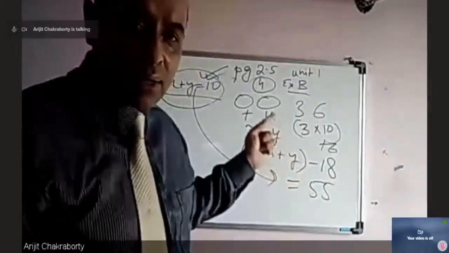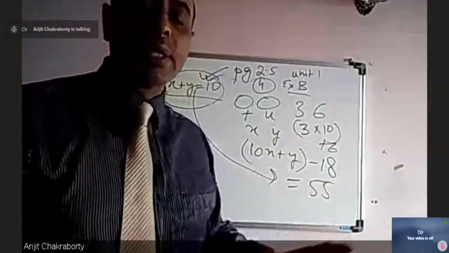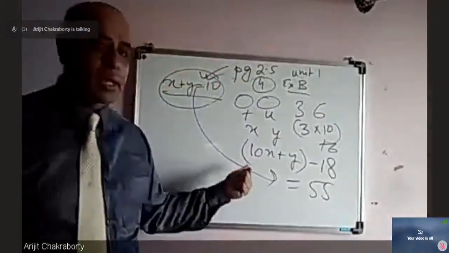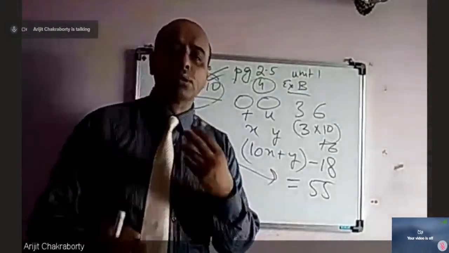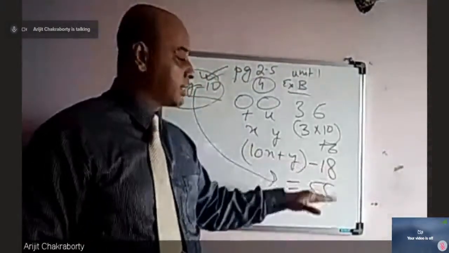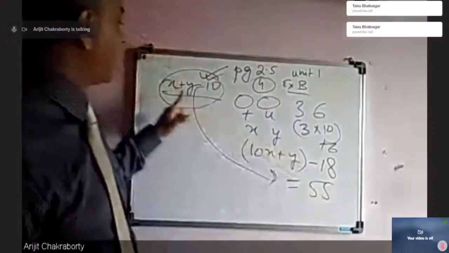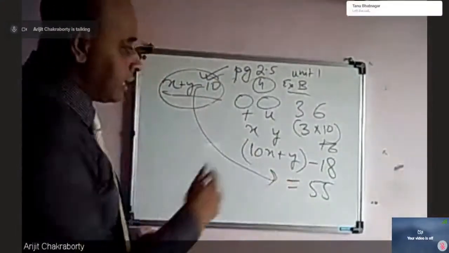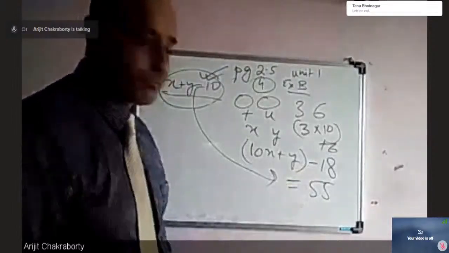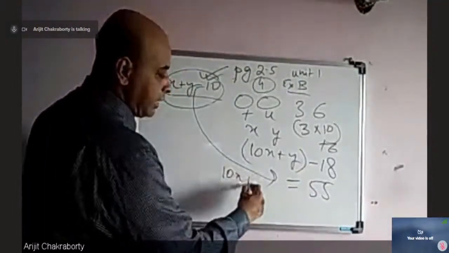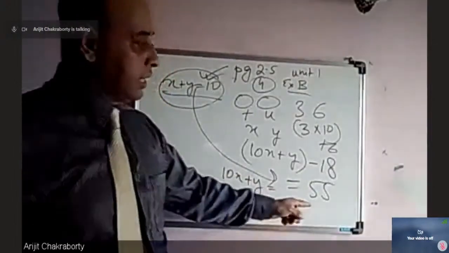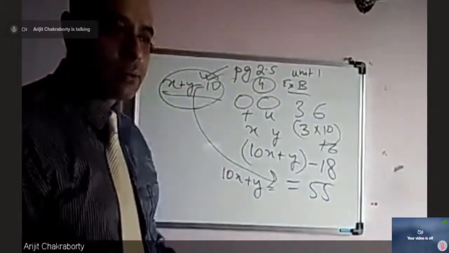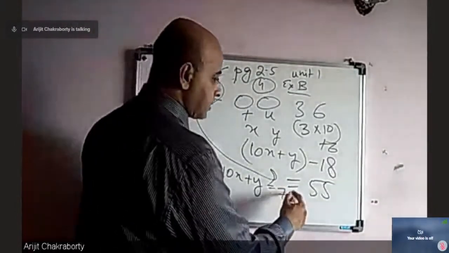And this is one of the important problems for your exam, because it is testing both your understanding of equations as well as your understanding of how to frame the equation and how to solve it. So 10x plus y minus 18 gives you 55, and we also know x plus y equal to 10. So let us simplify this part. 10x plus y minus 18 is 55. So I can write 10x plus y is equal to 55 plus 18. Right. So it becomes 73.